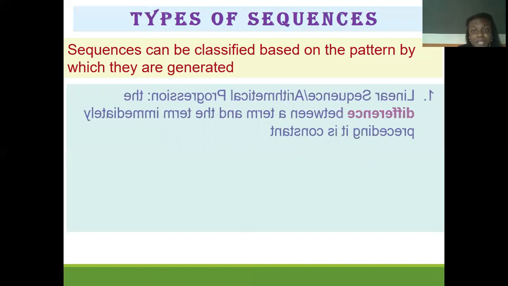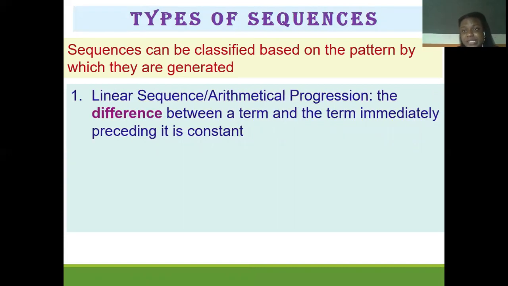The first one is called the linear sequence or the arithmetical progression. This deals with the difference. We call this the common difference. The difference between a term and the term immediately preceding it is a constant. And that constant is what we call the common difference. That is what helps us to define a linear sequence or an arithmetical progression.